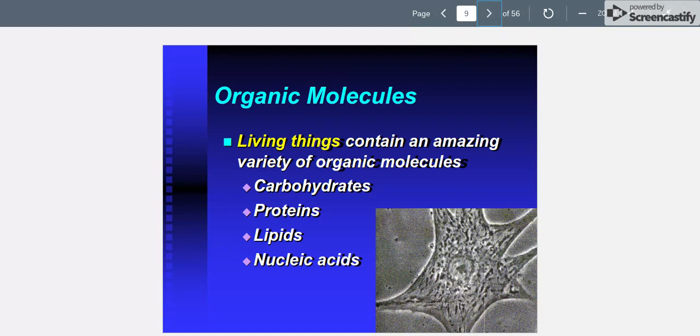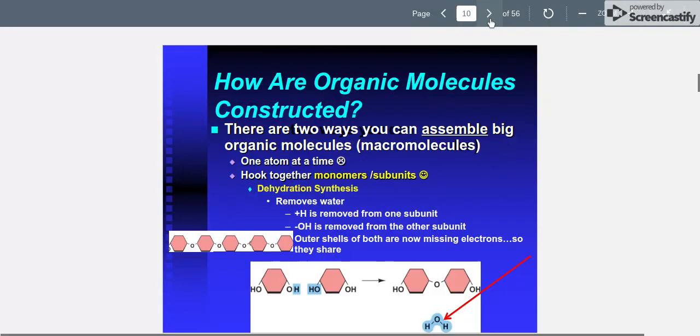All right, so jumping into these organic molecules, these molecules that we see in living things. Okay, we've got 4 major categories of organic molecules. We have carbohydrates, proteins, lipids, and nucleic acids. So we'll go through each of these individual types of organic molecules.